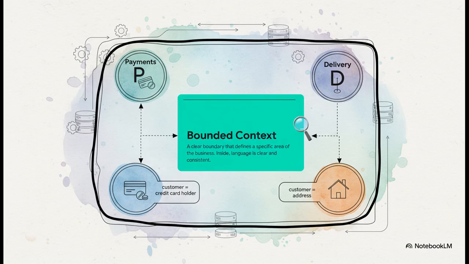For the payment stall, a customer is basically just a credit card number. But for the delivery stall, a customer is a physical address. Each context defines its own language, and that clarity prevents a ton of confusion down the line.